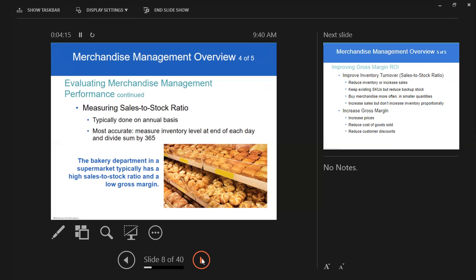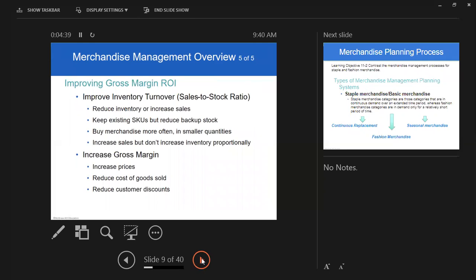On the other hand, the gross margin is very small because bread is not that expensive, so you can enjoy it at a very low gross margin. But still, you need to make sure that you have the product on the shelf for your customer. So how do you want to improve the gross margin or ROI for your product?